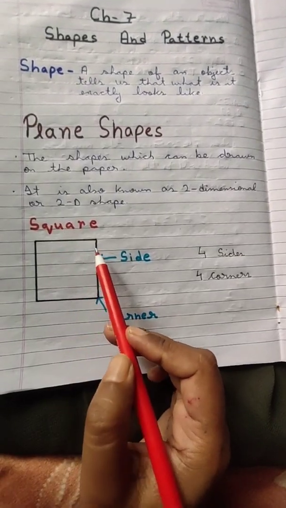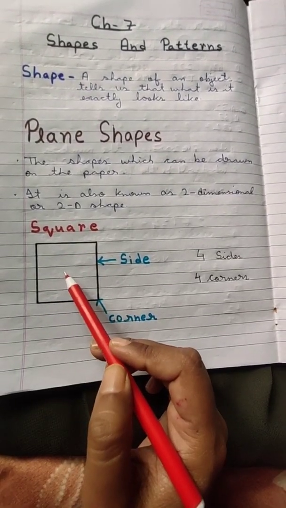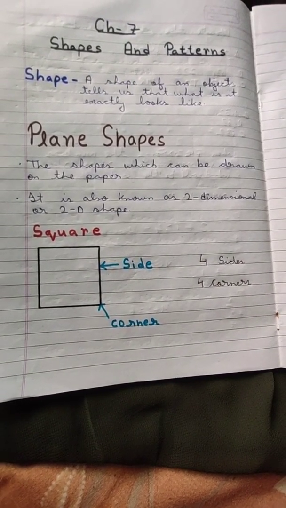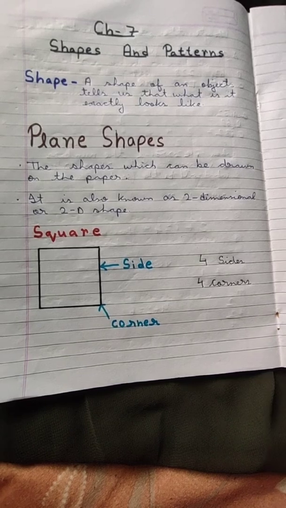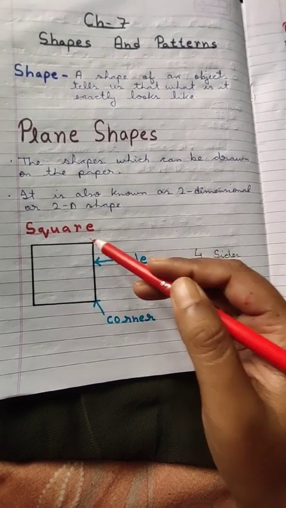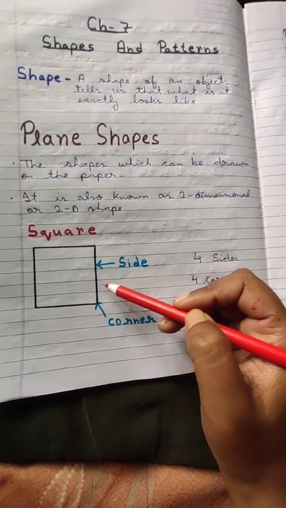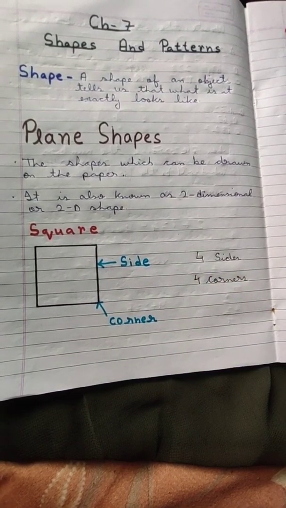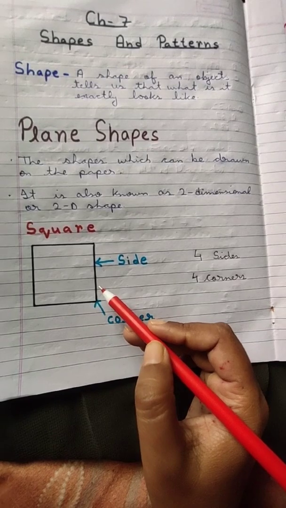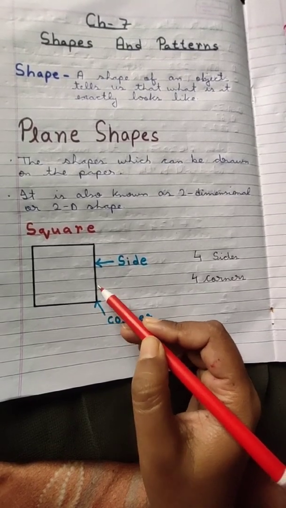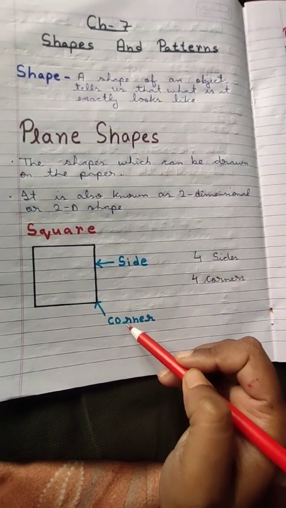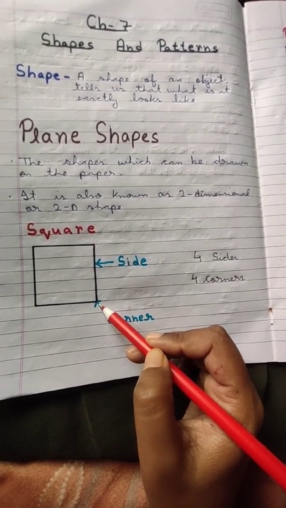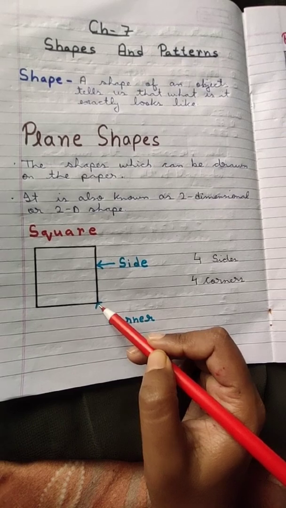Square. Children, this is a square shape. First I am going to tell you what is side and what is corner. One of the lines that makes a plane or flat shape is called a side, and the point where two sides meet is called a corner. You can see here the two sides are meeting at a point, so this is a corner.